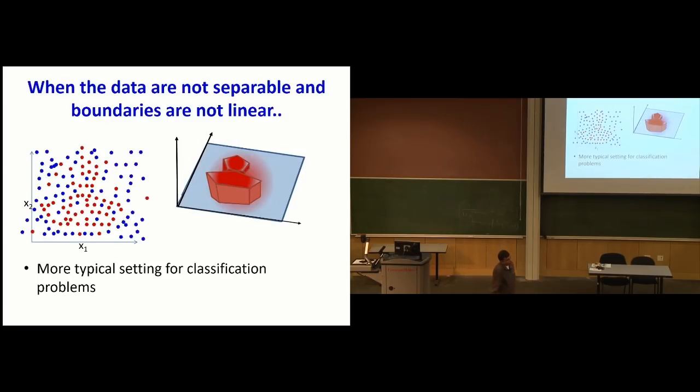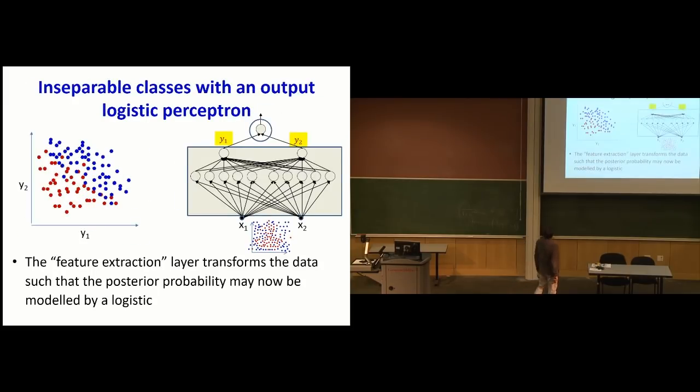Now, that was for data that are linearly separable. But then we started off saying the data are not going to be linearly separable, right? When the data are not linearly separable, this is a more typical setting. What really happens? The same concept still holds, but now the feature extraction layer transforms the data such that the posterior probability computed by this guy can be properly modeled by a logistic.